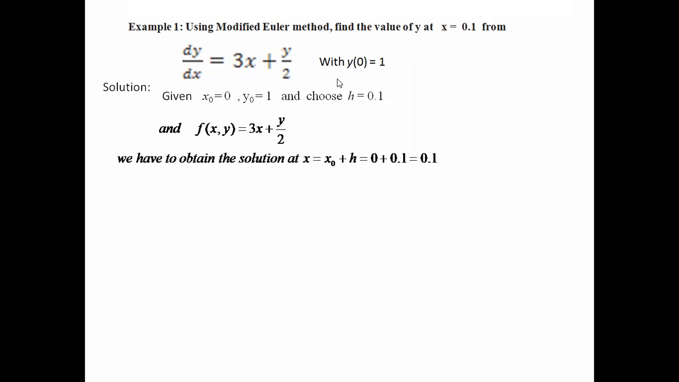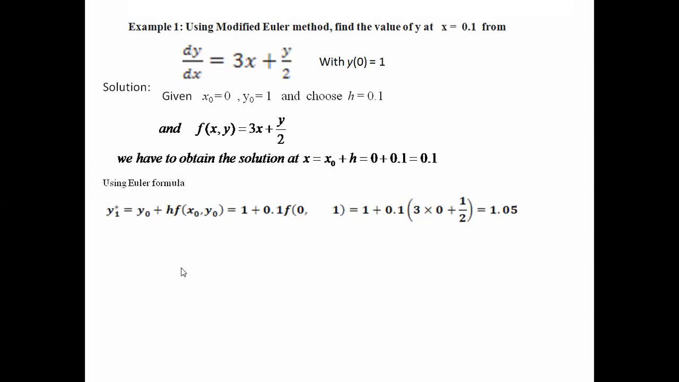Now, the first step is where we need the solution. Since h is not given, you take h equal to 0.1. So x0 plus h, 0 plus 0.1, means 0.1. So in one step, we get the solution. I mark this solution at x0 plus h as x1. So x1 is 0.1. At that point, what is the value of y you have to find?